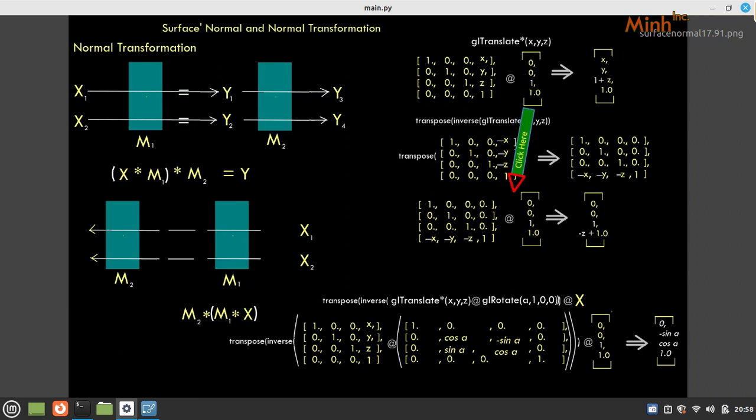Okay, now if I do the calculation, can we see it is unchanged? 0, 0, 1. 1 is the fourth coordinate. There is change only in the fourth coordinate. Can we see?